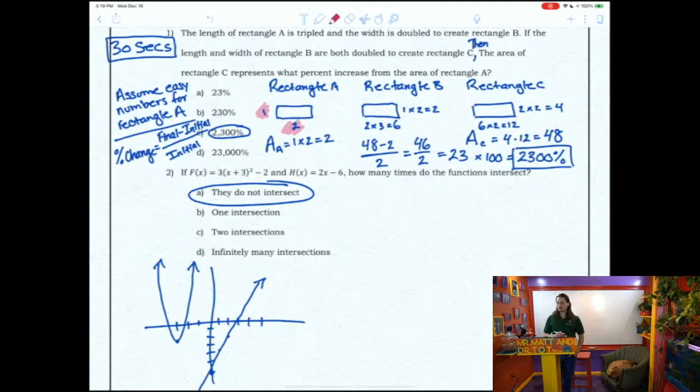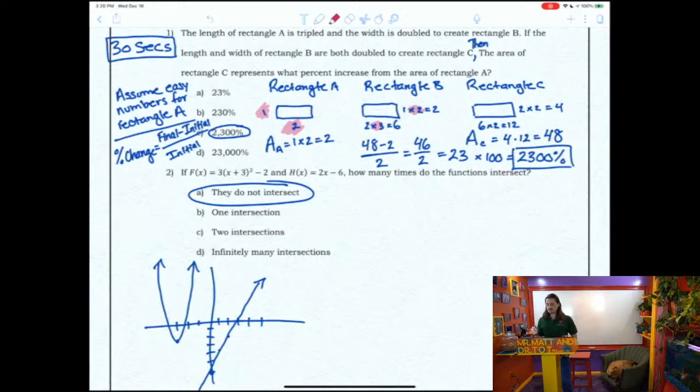So if we let the width of rectangle A be 1 and the length be equal to 2, then I'm going to triple the length, or multiply it by 3, and double the width, or multiply it by 2. So I'm going to take 2 times 3. The length of rectangle B would be 2 times 3, which is 6. The width would be 1 times 2, which is 2. So rectangle B's dimensions would be 2 by 6.